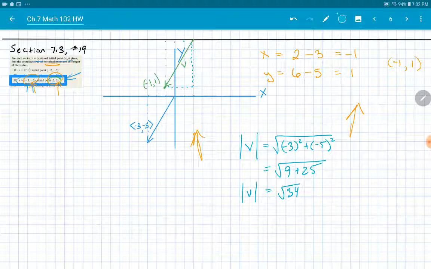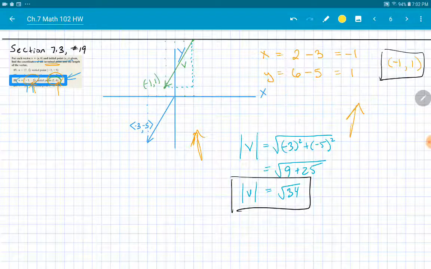Let me get my answers here. This is my terminal point, and this is my magnitude. So my terminal point is -1, 1. And my magnitude is radical 34.